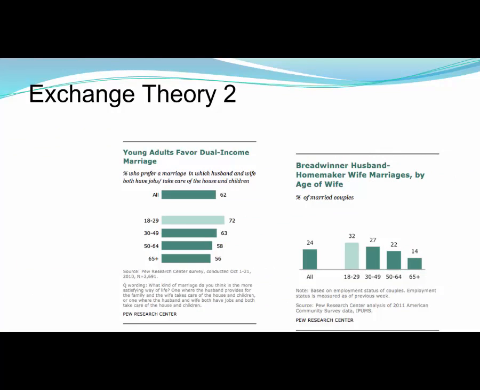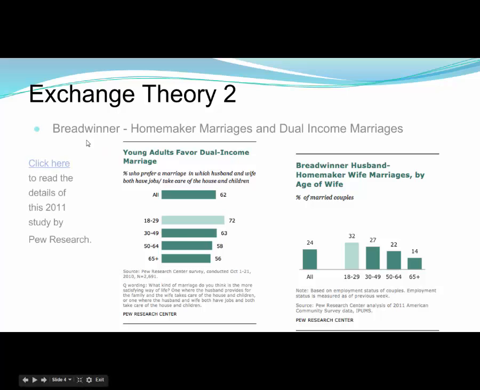So one of the main examples of the exchange theory is the old breadwinner homemaker model that used to be more common in the United States. The idea being basically that the man was the breadwinner and the woman was the homemaker, and that they exchanged those various services to each other, and that both benefited.